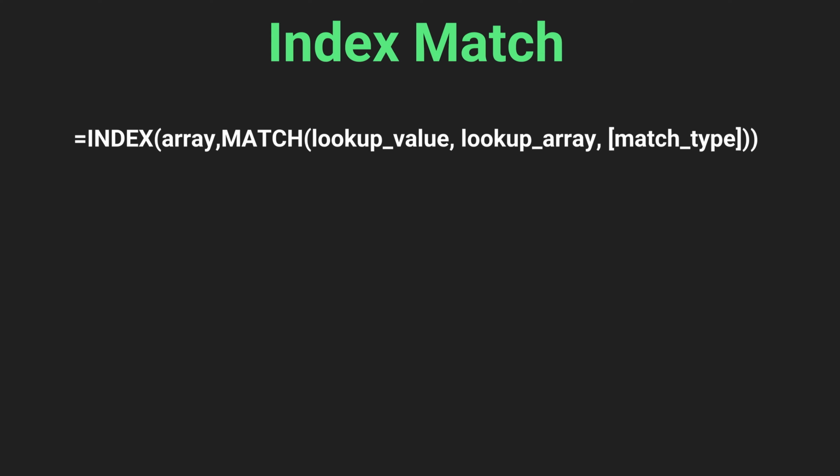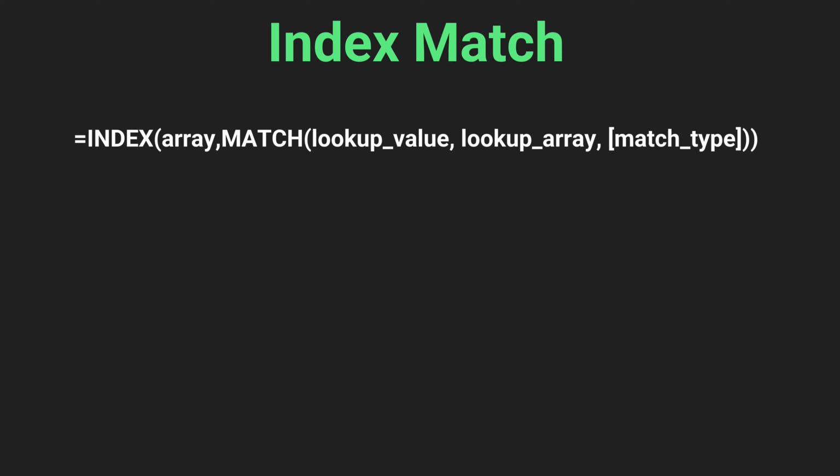Like I mentioned, to dynamically give the index formula the row number, we need to use the match formula. The match formula takes 3 arguments: lookup value, same as the VLOOKUP, lookup array, the column that contains the lookup value in the lookup table, and match type, which functions similarly to the VLOOKUP's range lookup, except instead of just an exact match and an approximate match, you have an exact match, less than, or greater than. We'll focus on the exact match in this video.